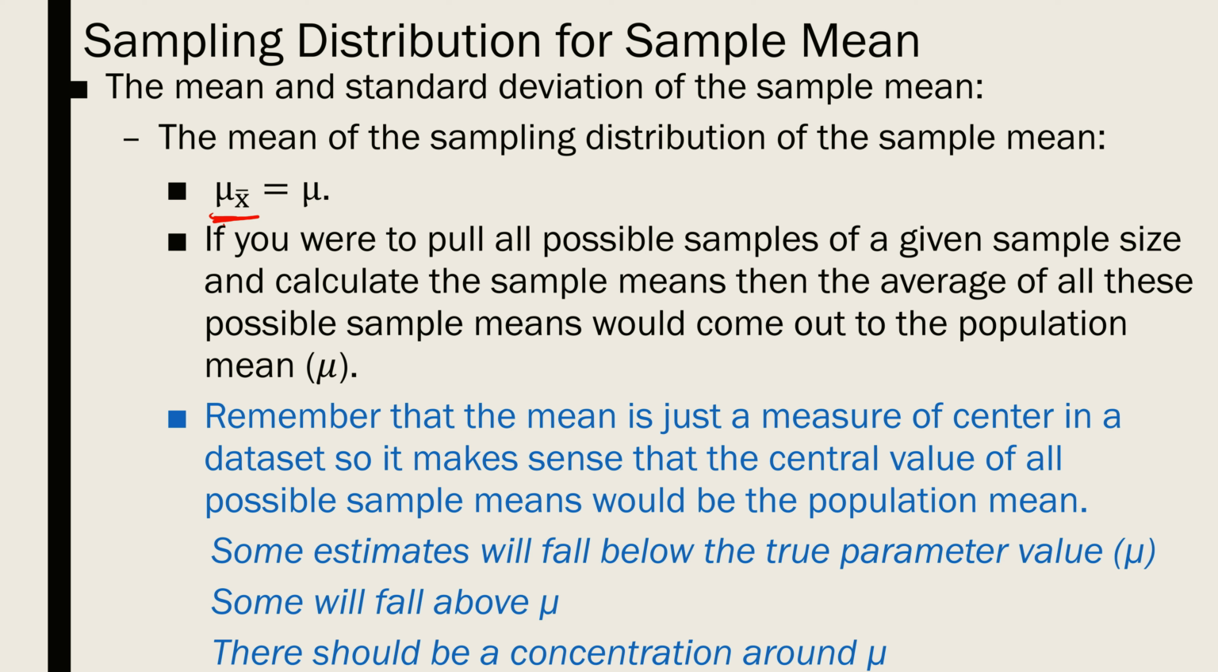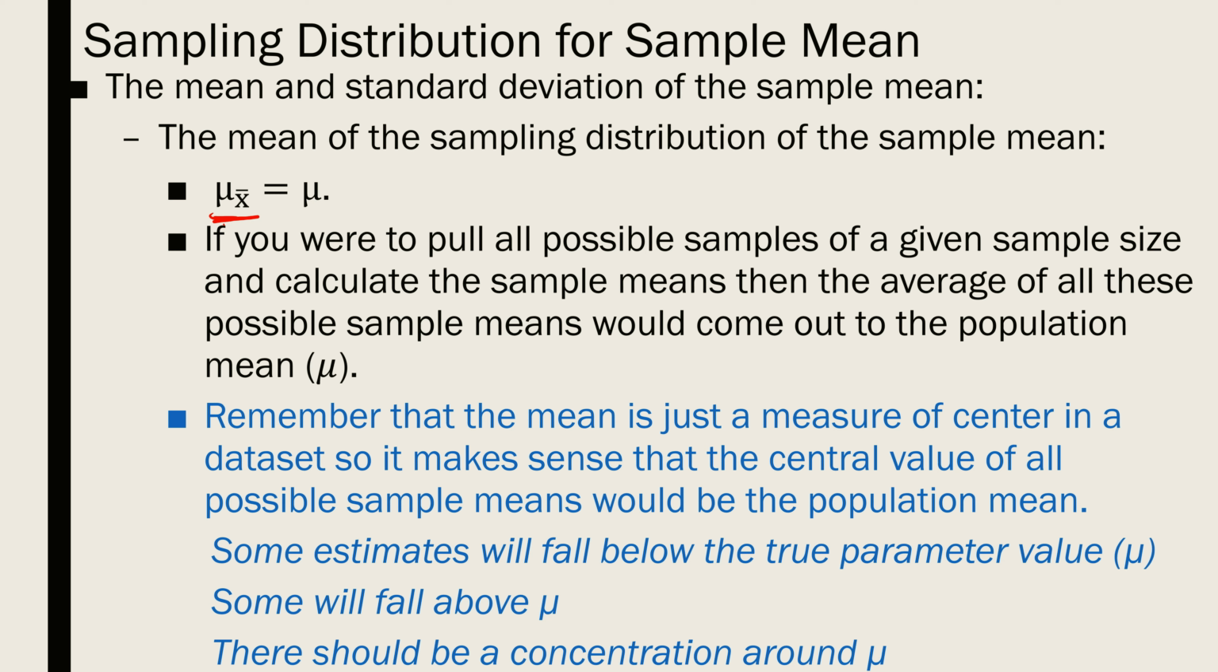If we were to put all possible samples of a given sample size and calculate the sample means, then the average of all these possible sample means will come up to the population mean. This is why mu x bar equals the population mean, mu.